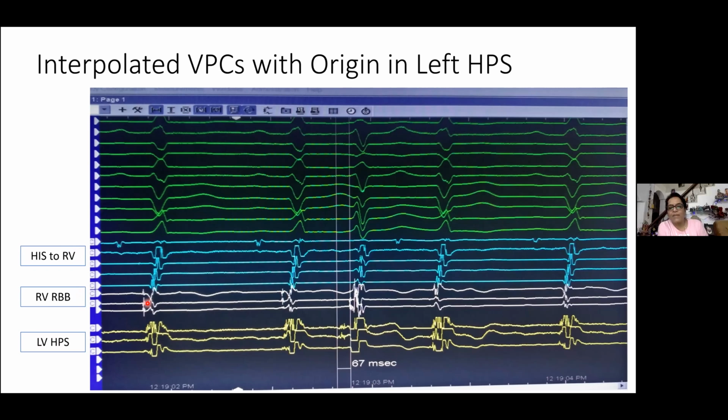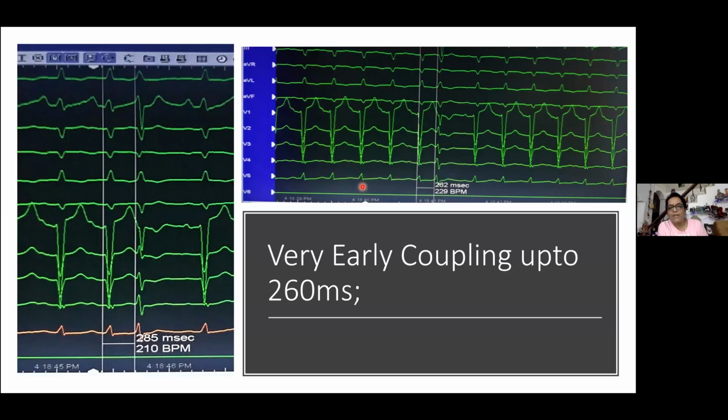And this is the left bundle catheter. You can see the ablation catheter on the left bundle. You can see the left bundle. So this is a sinus rhythm. This is a sinus rhythm, and this is the ectopic. Now this is exactly the same ectopic as this.